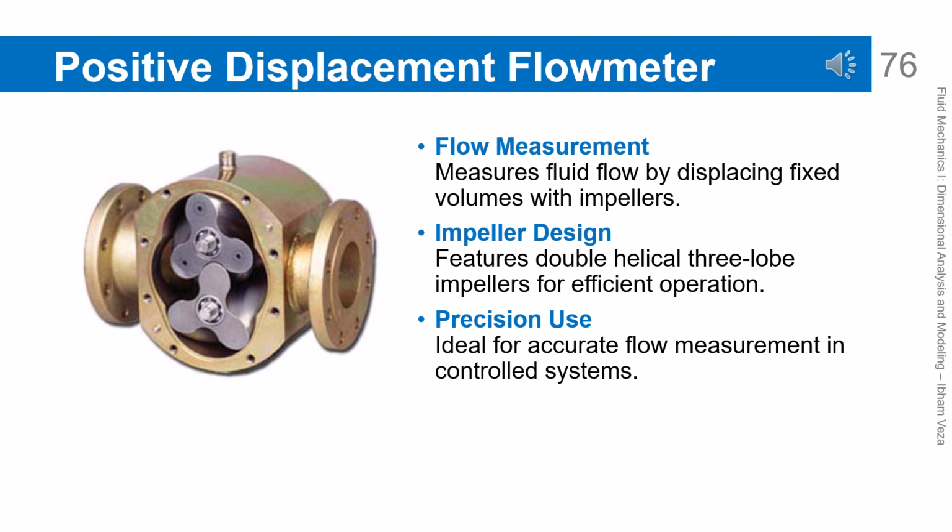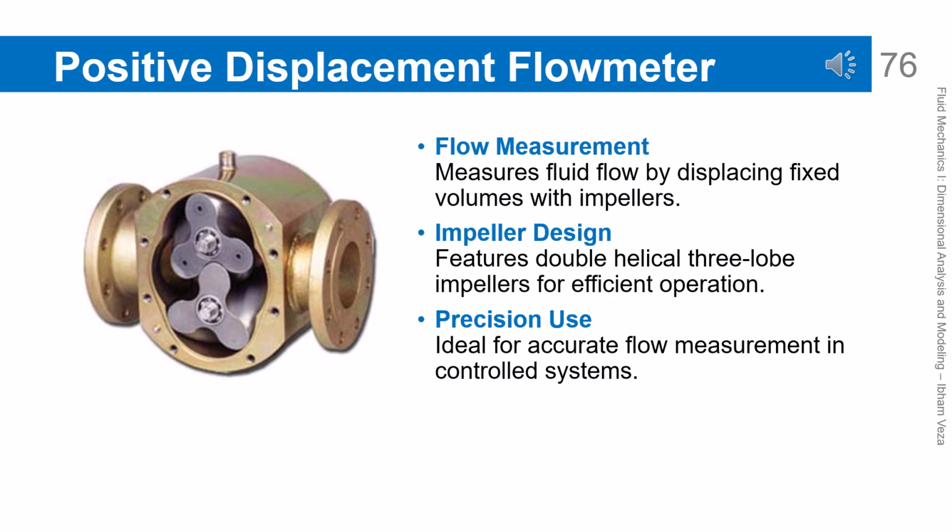Positive displacement flow meter. This flow meter measures flow by displacing fixed volumes of fluid using impellers. Each rotation of the impeller represents a certain volume passing through. The double helical 3-lobe impeller design improves smoothness and measurement accuracy.